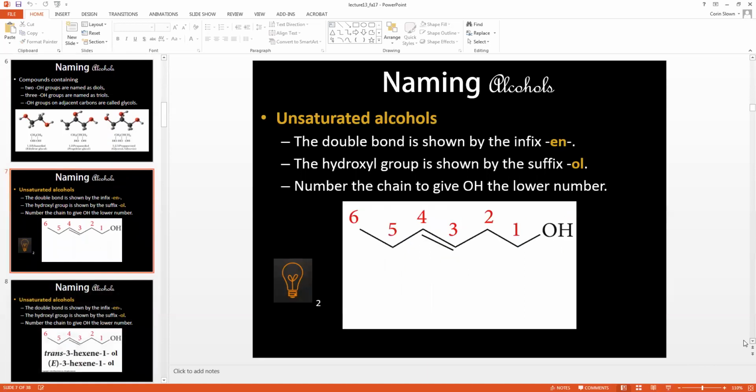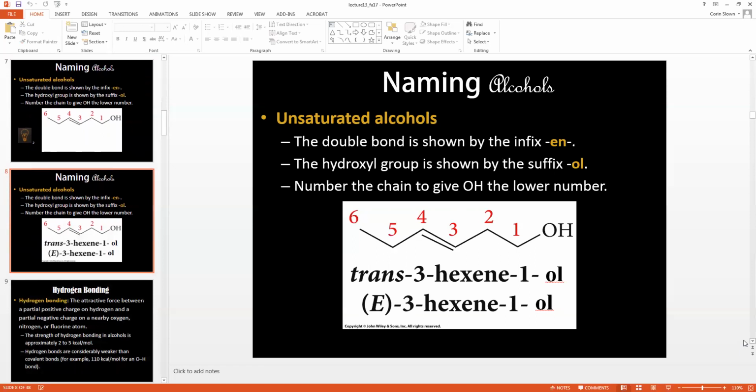When we think about unsaturated alcohols, then we want to make sure that we also include the naming for the double bond. So remember, instead of AN for single bonds, we're going to use EN for double bonds. A hydroxyl group is shown by the suffix OL, and then we're going to number the chain to give the OH the lower numbers. Go ahead and take a moment, name this compound.